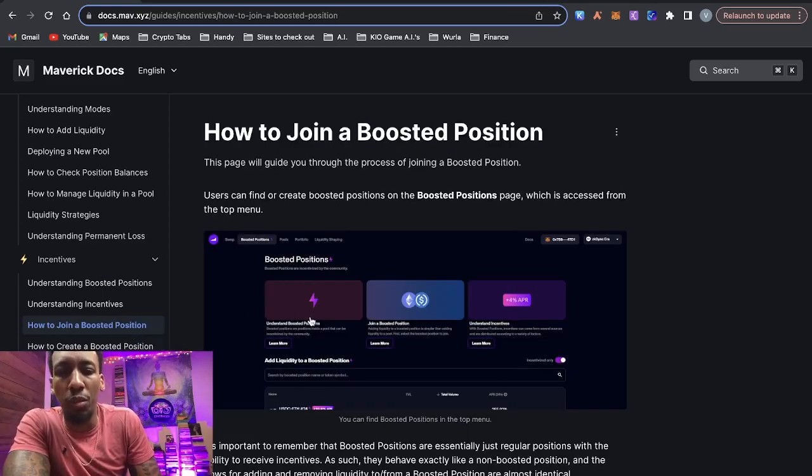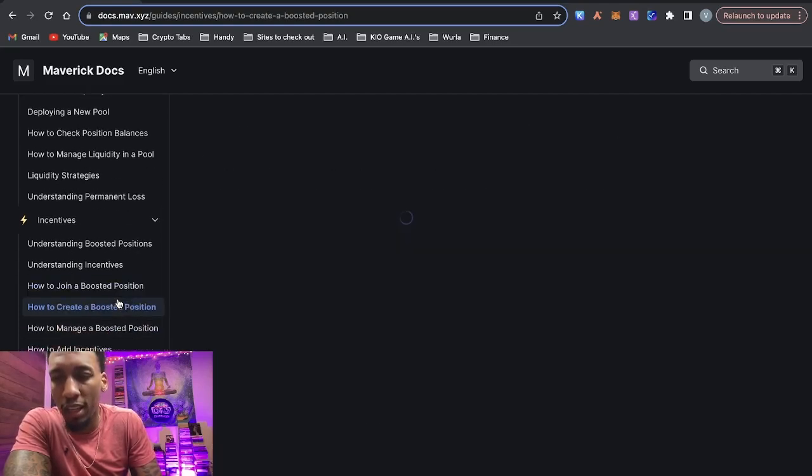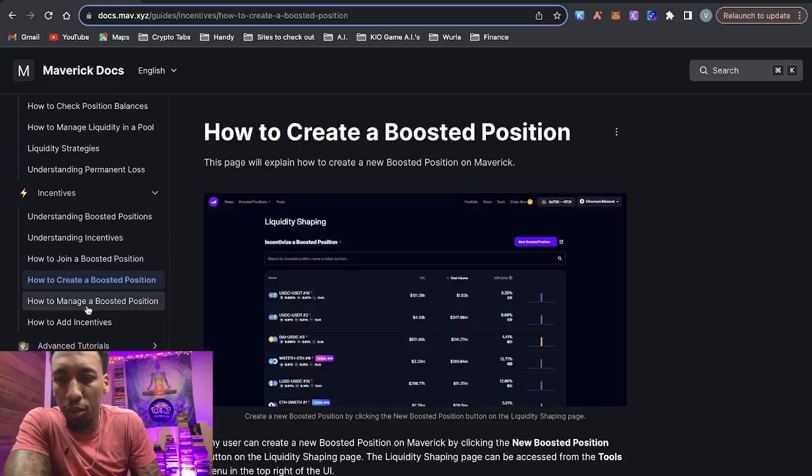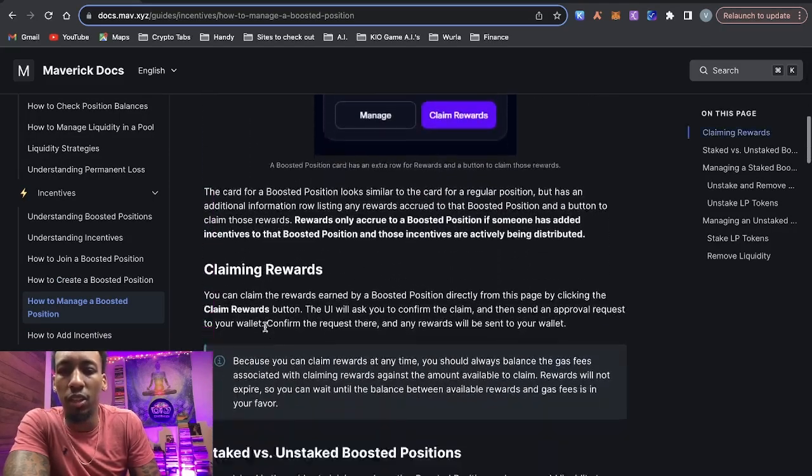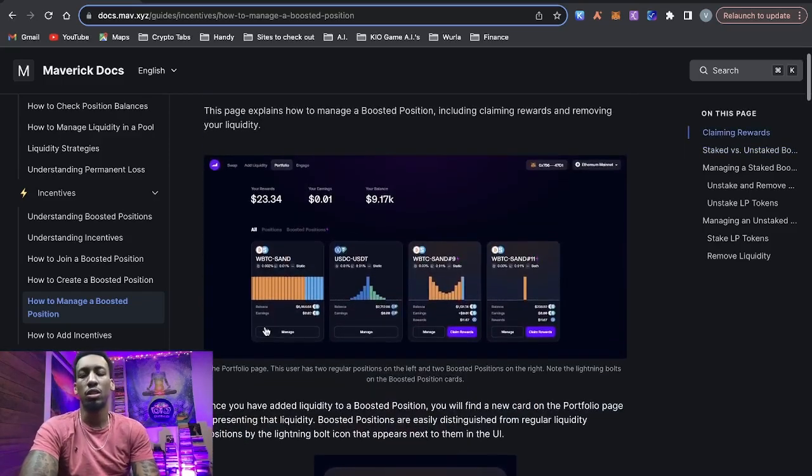It shows you how to join a boosted position. It's pretty self-explanatory. We're going to do a platform walkthrough, and I'm going to show you where the boosted pools are. It shows you how to create a boosted position as well as how to manage a boosted position. And it talks about how you can create a pool with a boosted position. Let's say you want to give away 700 USDC over a TWAP of 7 days. So that's $100 a day.